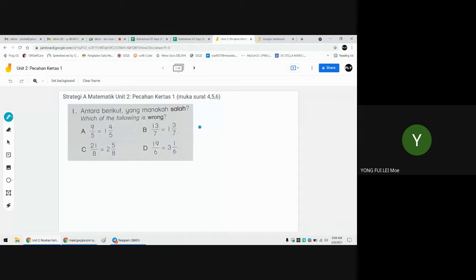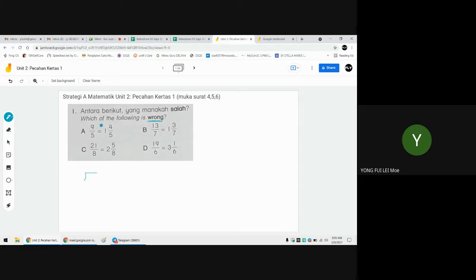So for this one, my students, all of you, 6 Merah, 6 Kuning, 6 Biru, 6 Hijau, you have to check which one is wrong. So for this one, do one by one. Example A.